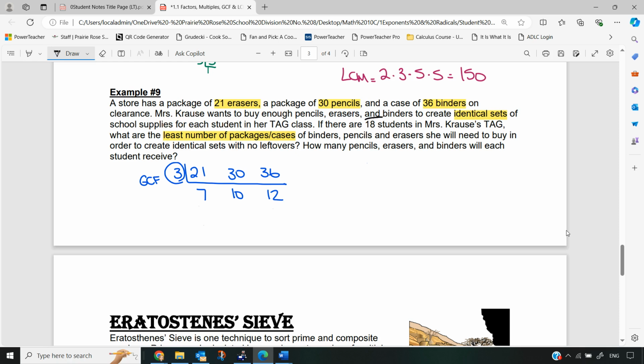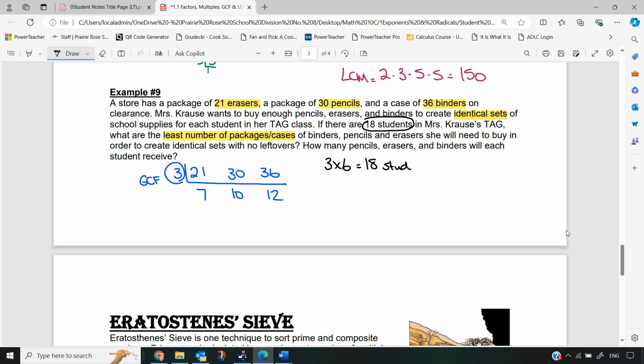But we have 18 students in Mrs. Krause's class, and so 3 sets isn't going to be enough. So this would have said that with 21, 30, and 36, we can make 3 identical sets, but I have 18 students. And so 3 times 6 is 18 students.